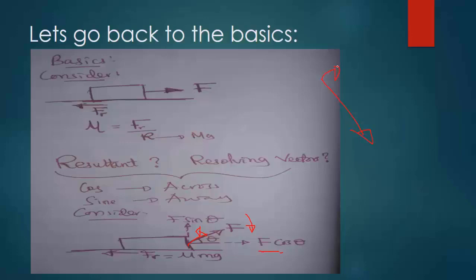Kwa hiyo tukiresolve tumesema tunaipeleka horizontally na vertically. Okay, so horizontally ukiulaza mshale utaona unaenda huko. Vertically ukiulaza mshale utaona unaelekea huko. So usianze kuogopa, ikitokea kwamba mkia wa huyu horizontal na kichwa cha huyu vertical vime-collide, eventually resultant itakuwa the line joining the two ends. Lakini kama kichwa na mkia havijaungana, ni mkia na mkia, unatokea parallelogram law, it means resultant itapita katikati yao.